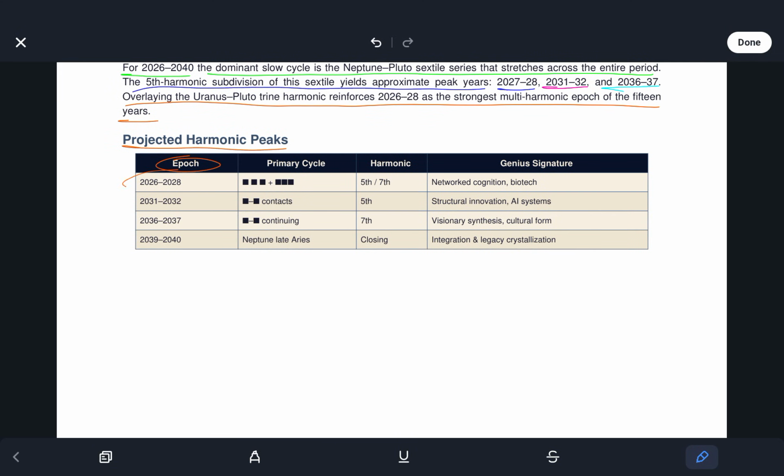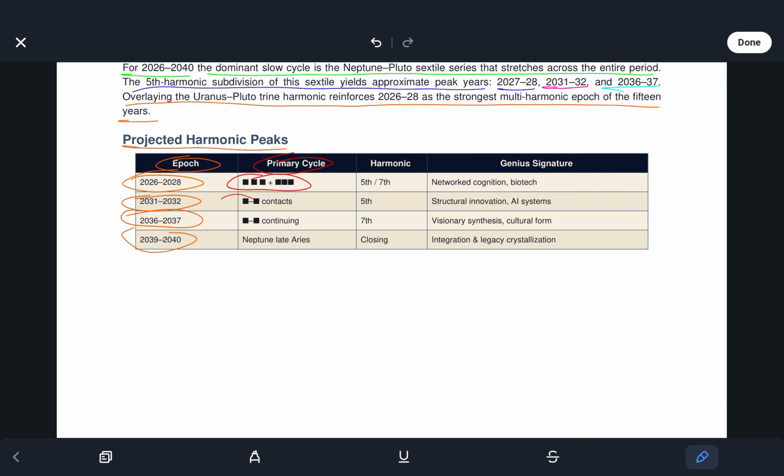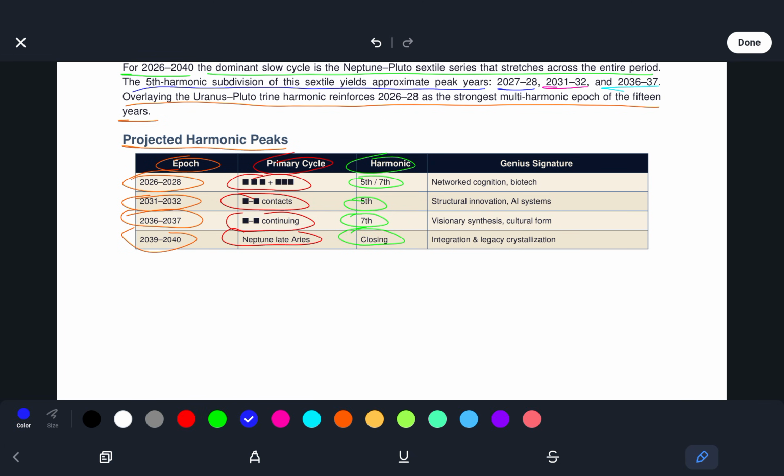We see the epochs, and then I see the primary cycle, as well as the harmonic and the genius signature.